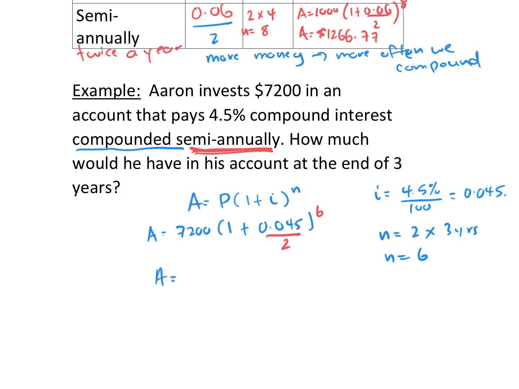Okay, so let's see what we have. We're doing the 0.045 divided by 2. Add the 1. Then we're doing it to the power 6. And then multiplying it by the initial amount of $7,200. So at the end of 3 years, he would have $8,228.34.